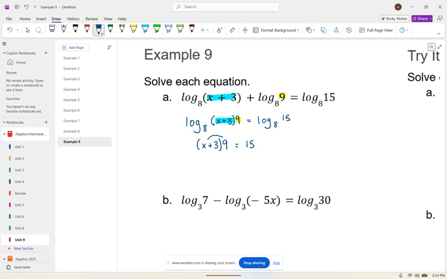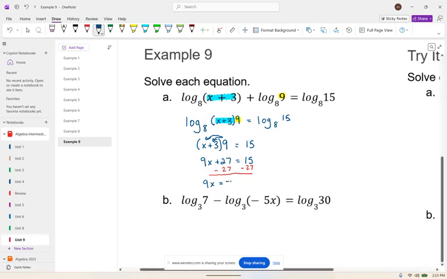I'm going to multiply into the parentheses. So 9 times x is 9x. 9 times 3 is 27, plus 27 equals 15. Two-step equation now. I'm going to subtract 27 from both sides. End up with 9x equals, well, 15 minus 27 is, what is that, 12? Okay, so we have 12 on the other side, but it's negative. That's what I was missing.